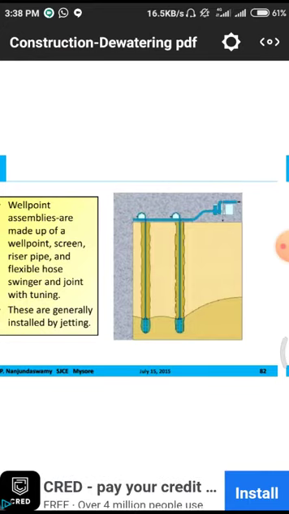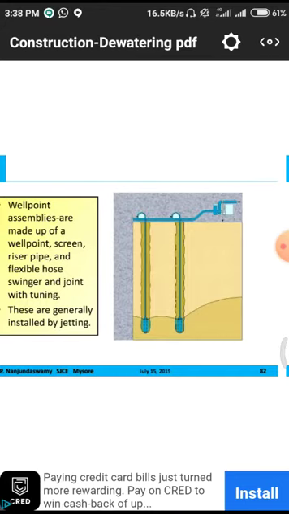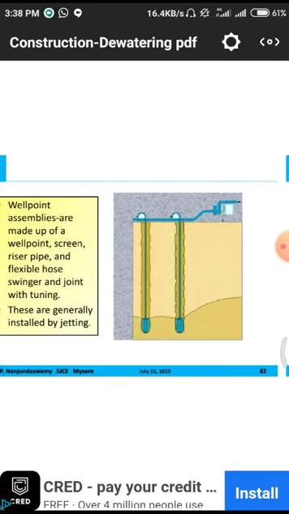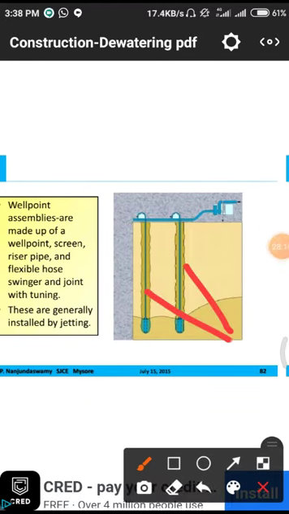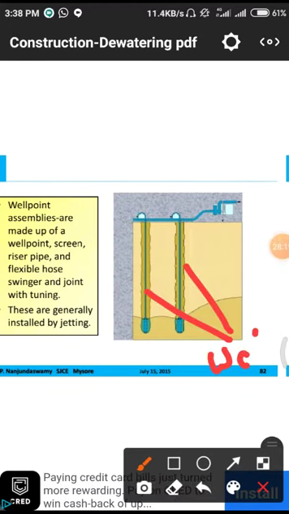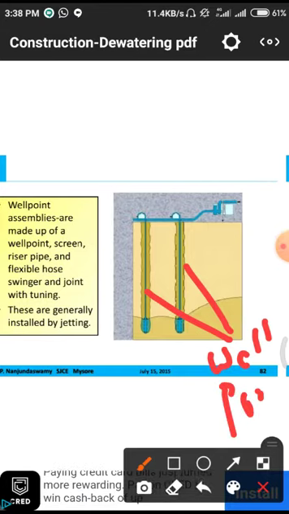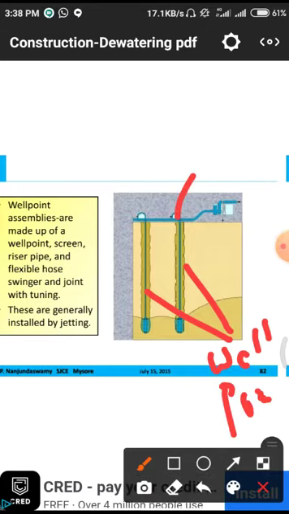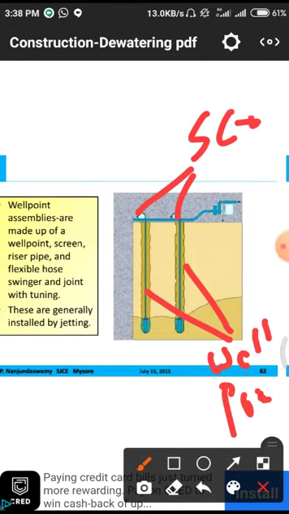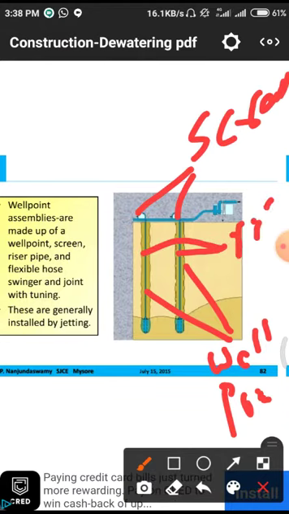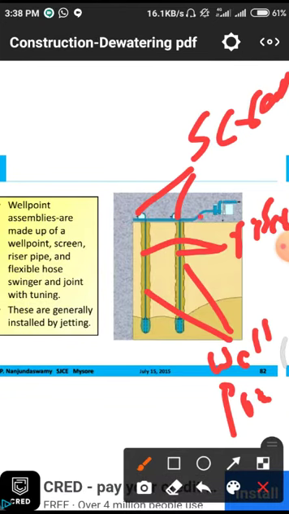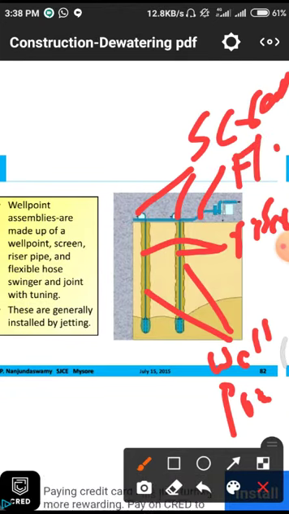That means here we have well point assemblies made up of a well point. This is one well point, this is another well point. These are the well points. After that we have screens. Here we have two screens and the riser pumps. After that we have a green colored portion, those are riser pumps. And a flexible hose. Here we have a flexible hose.